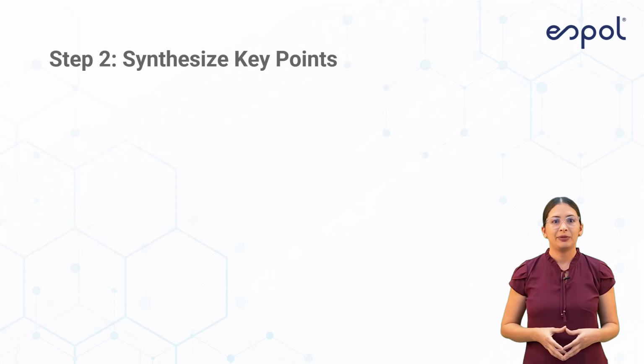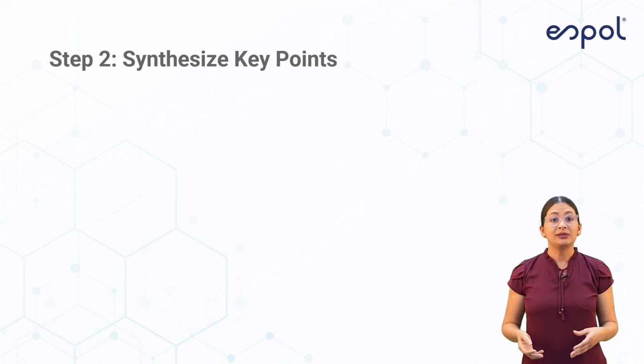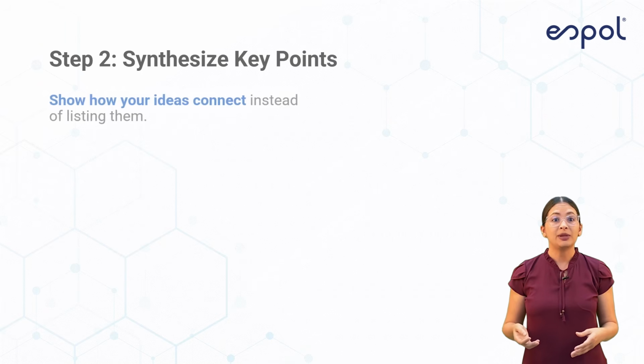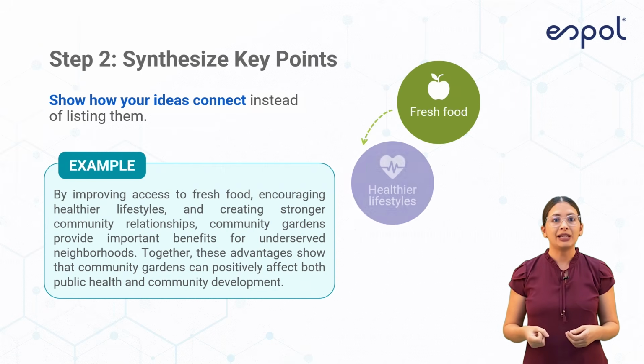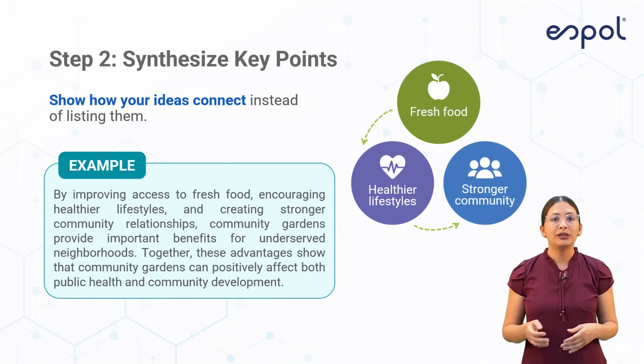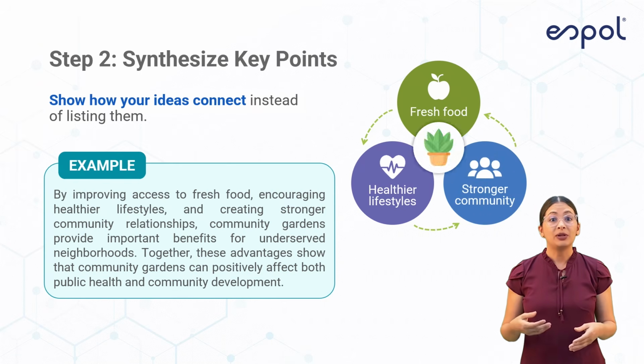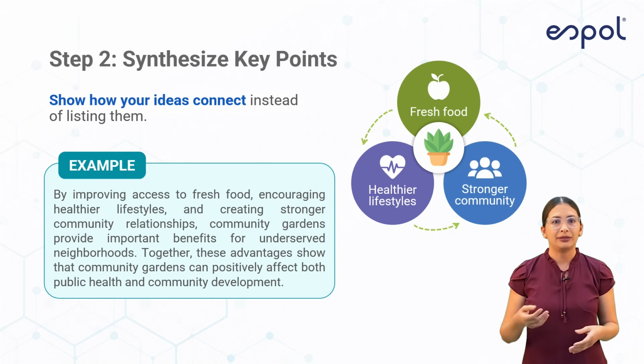The second step is to synthesize the key points. Synthesis means showing how your ideas connect, not just listing them again. In this example, the conclusion connects fresh food, healthier lifestyles, and stronger community relationships together. These ideas show that community gardens can benefit both public health and community development.